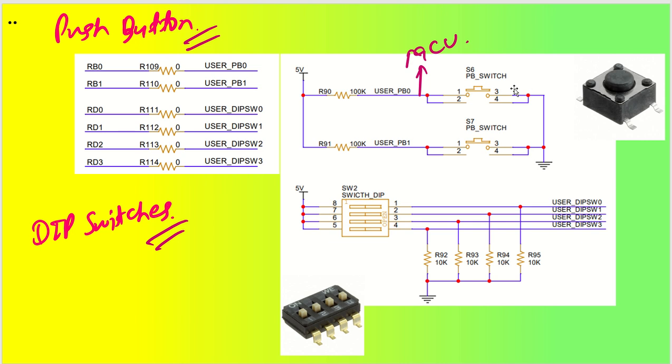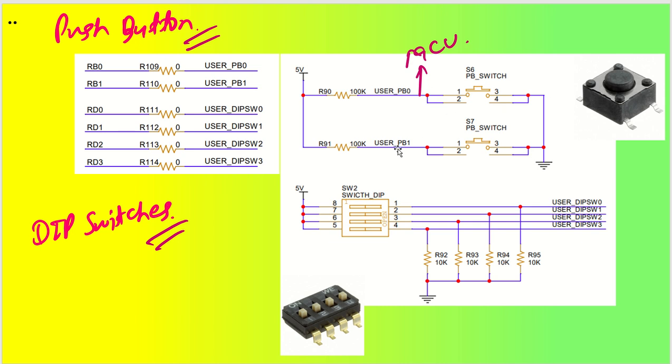Once you push it, what will happen? This push button will be putting it to ground. So the MCU will be seeing low whenever this is pressed. Whenever it is not pressed, it will be seeing high through this particular 100 kilo ohm resistor. Now whenever this push button is pushed, it will be seeing low, and you can take some actions. Let's say you can turn some LED on, or maybe take some interrupt action or something like that.